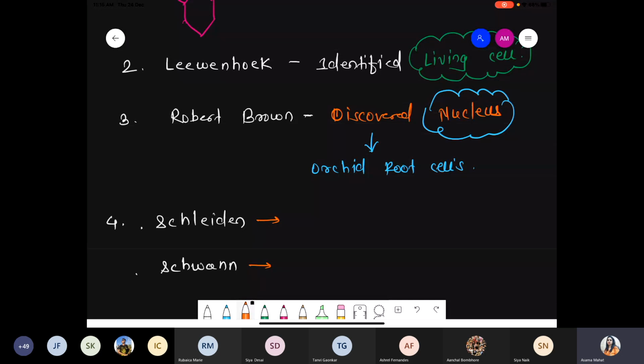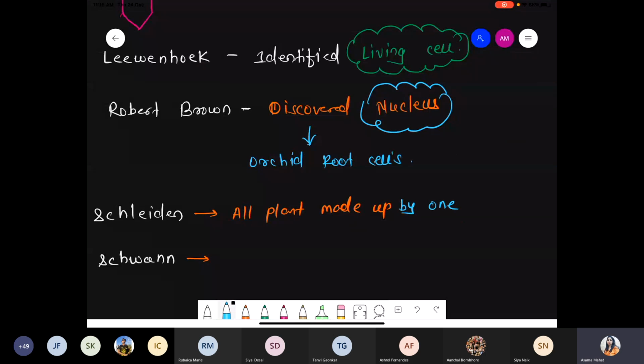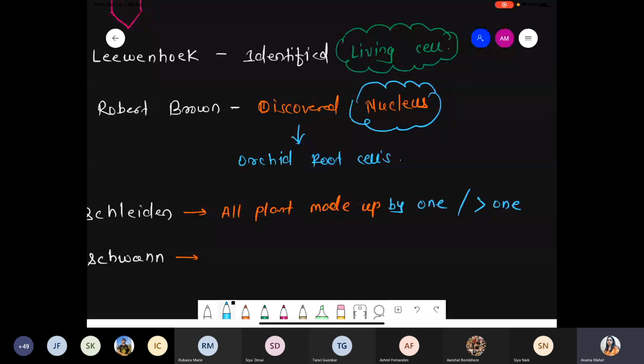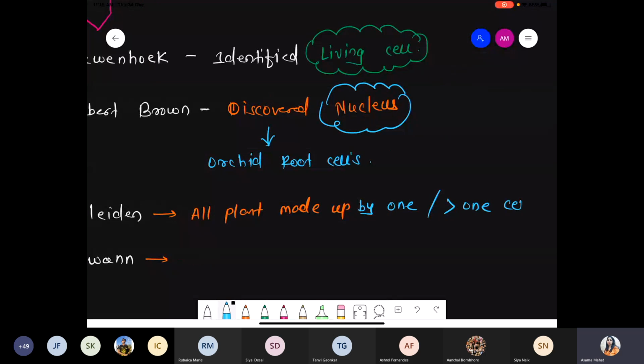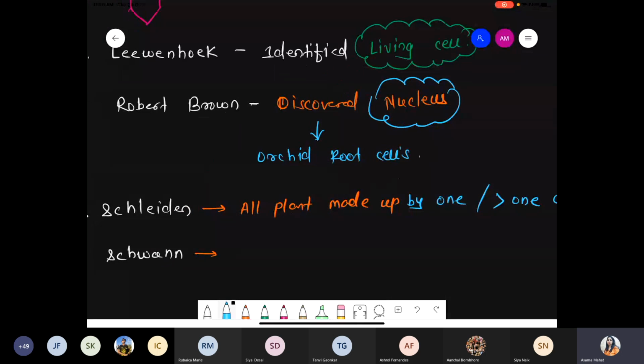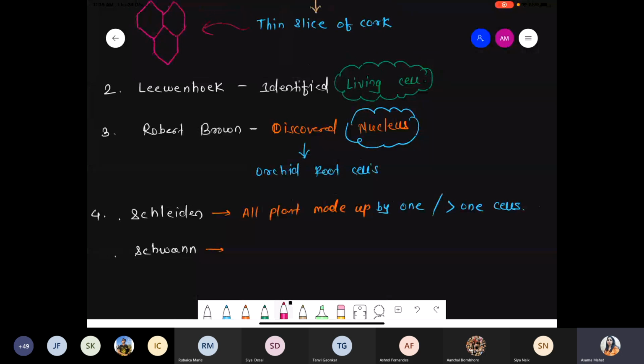So what Schleiden explained, he simply explained that all plants are made up of one or more than one cell. That is also true, because we have seen it. One cell means we are talking about algae, and more than one means bryo, pterido, gymno, angio, everything. So one cell you can remember as algae, and more than one cell, that is bryophyta, pteridophyta, gymnosperm, as well as angiosperm. That is also true.